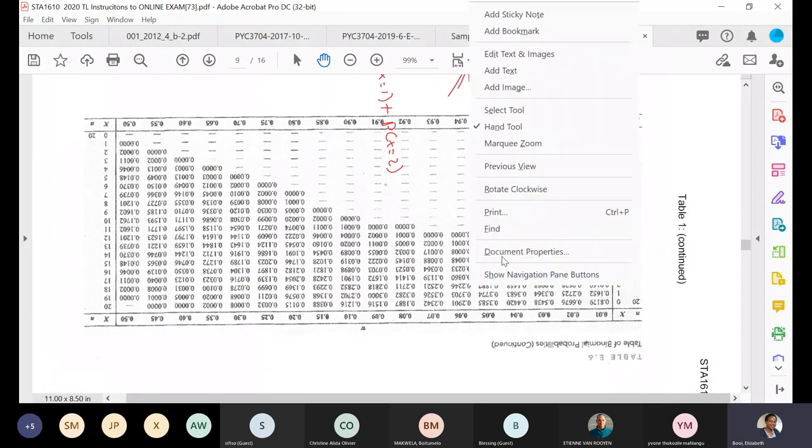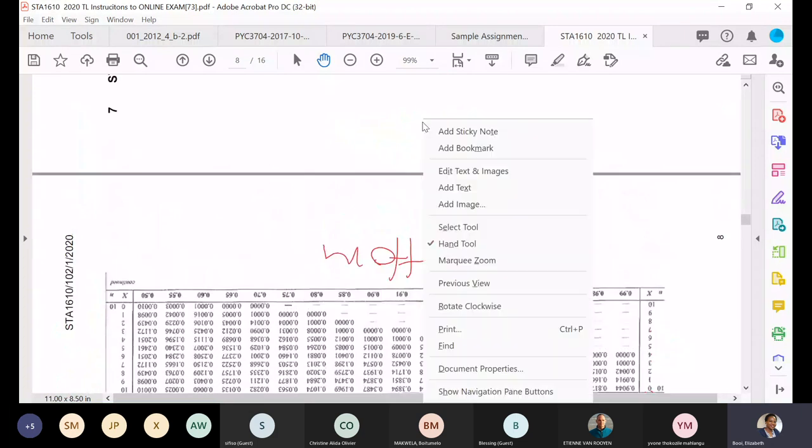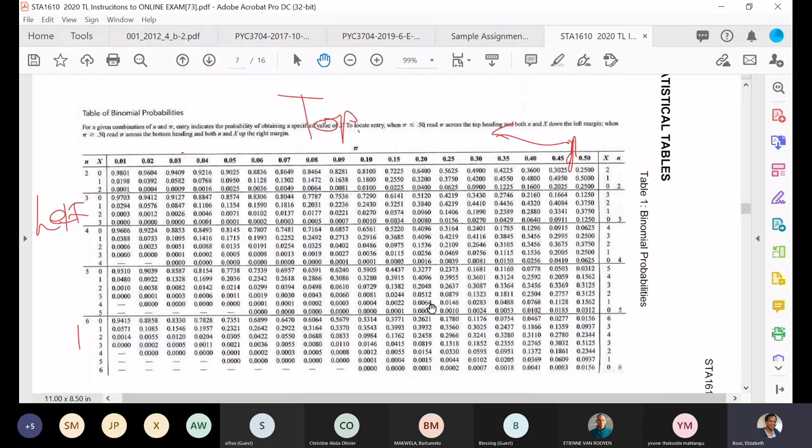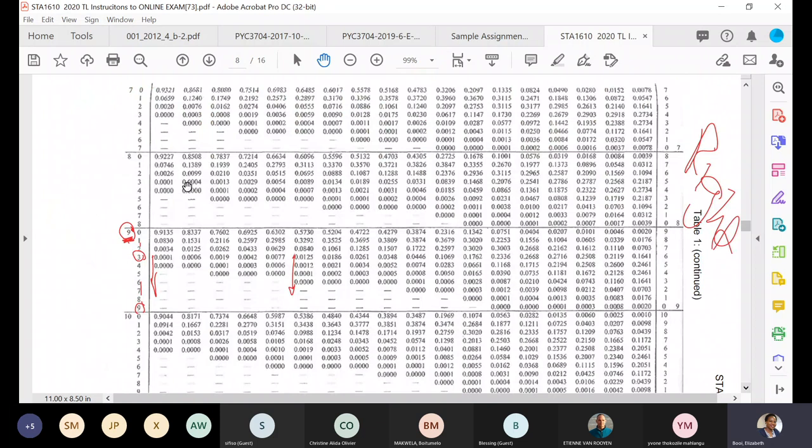Let me rotate it again. No, I rotated it wrong. Okay. So we know the probability of success we're looking for is 0.25. So it's at the top, because at the top we always use the smaller values. So since it's at the top, I must use the left-hand side. What is our N? N was 10. So I must look for N of 10. So this is my N of 10. So I know that my probability of success is 0.25. My N is 10. And I'm looking for the probability that X is equal to 5.